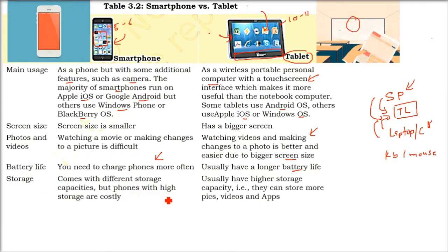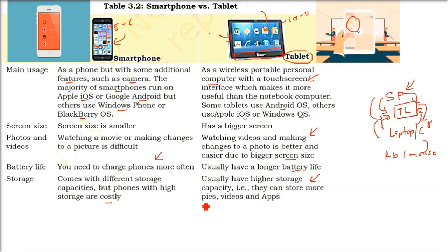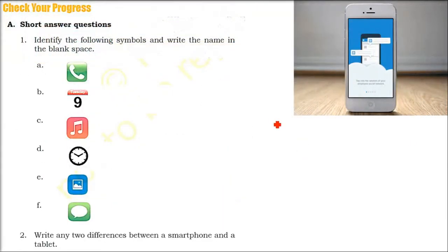When we talk about storage, there are different capacities. See, it's all about paying money. Whatever money you pay, you have different companies offering different storage sizes. Depending on the cost, you have 32 GB, 64 GB, 128 GB. But a tablet has a higher storage capacity. They can store more pictures, videos and applications. So this is where the tablet takes a way ahead. But you cannot put it in your pocket. Smartphones can be put in your pocket.